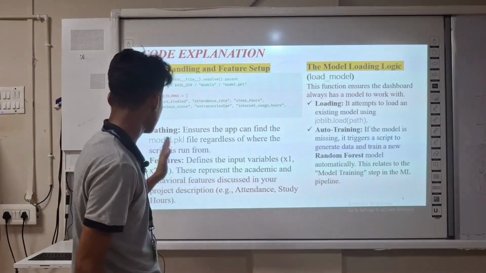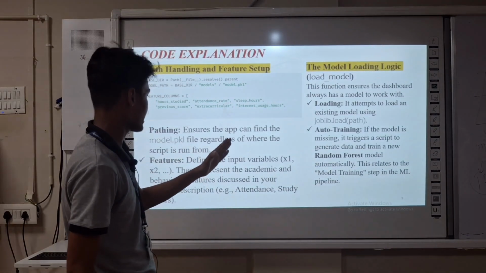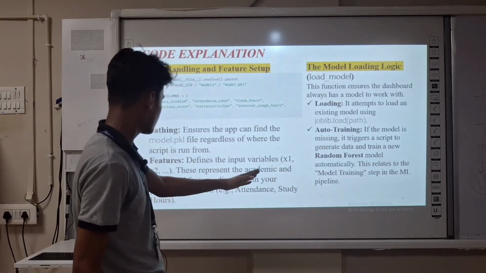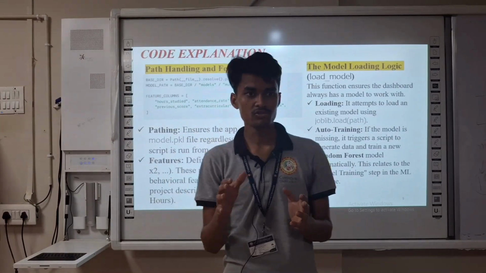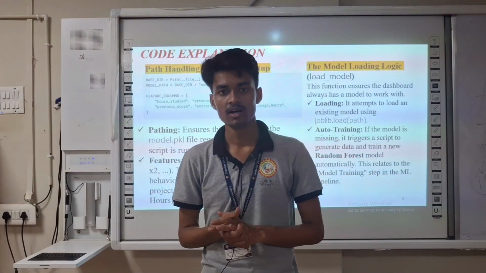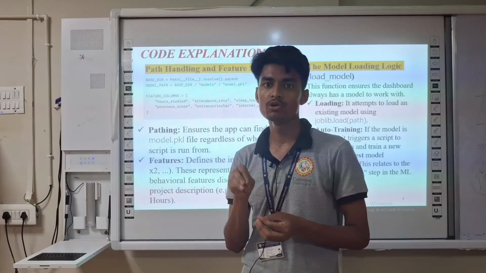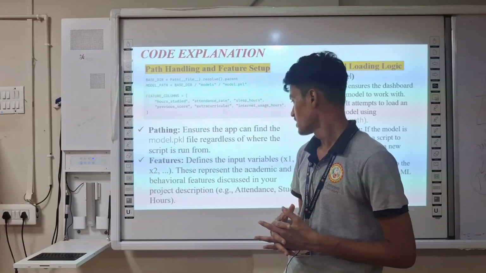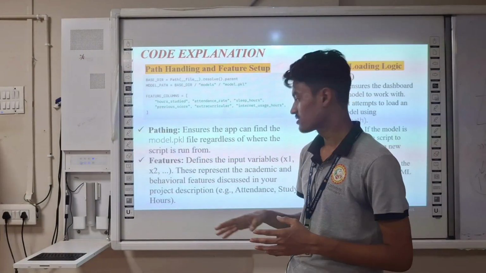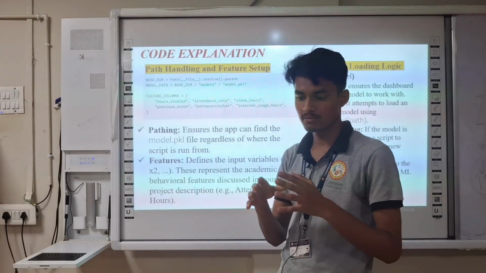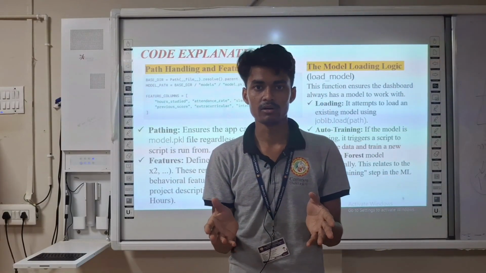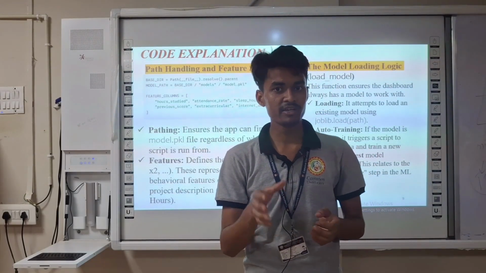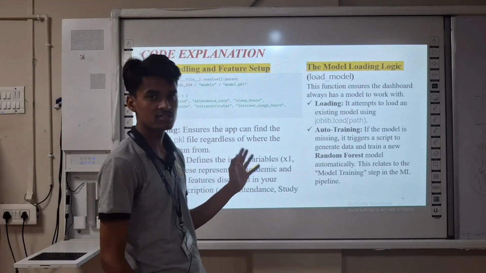The features define the input values x1, x2, and these represent the academic and behavioral features discussed in the project description, like attendance and study hours. While creating our system, we valued some features of the students, like the x1 and x2 columns of the data sets. These features are used while predicting the performance of other students. We valued attendance and study hours the most.